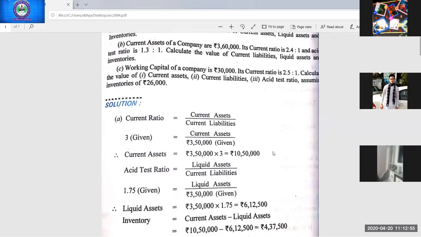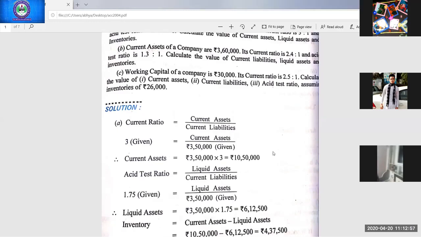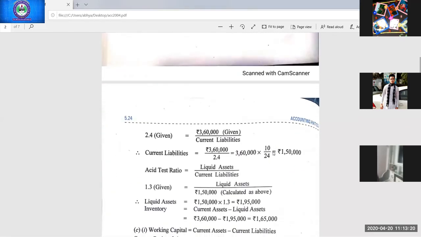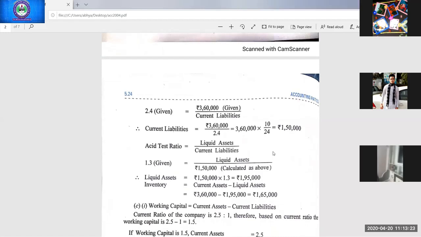In the second question, current assets of a company are 3,60,000. Current ratio is 2.4:1. It means current assets are 2.4 times the current liabilities. And acid test ratio is 1.3:1. Calculate the value of current liabilities, liquid assets and the inventories. And here is the answer. Current liabilities, you can see the calculation. I'm giving you just 1 minute. You can match your answer with the solution.